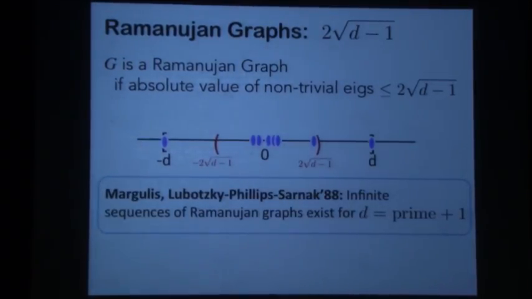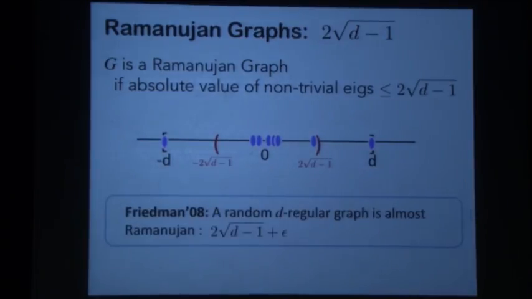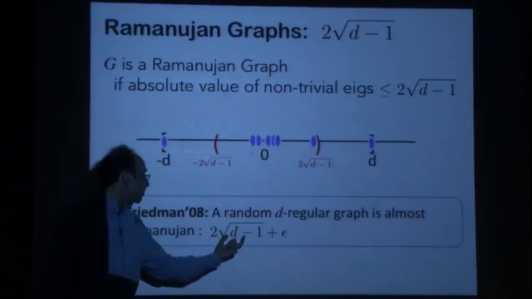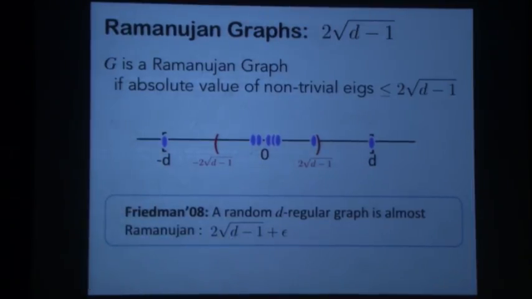Now, people also suspect that random graphs may very well be Ramanujan with reasonable probability. And Friedman proved something very close to this. He proved that if you take random d-regular graphs that are big enough, they are almost Ramanujan. So for any epsilon you want, the eigenvalues will have absolute value at most 2 root d minus 1 plus epsilon, almost surely. So we know we can get very close to this by random graphs.